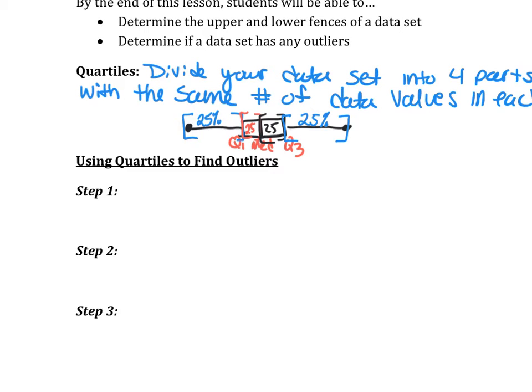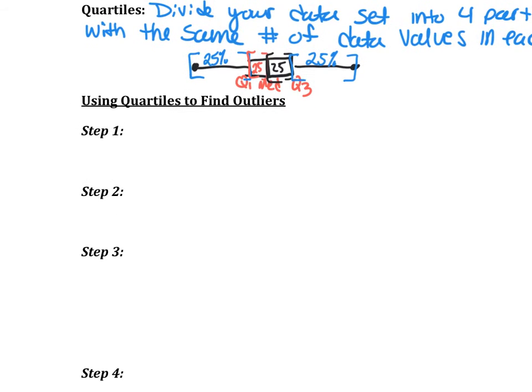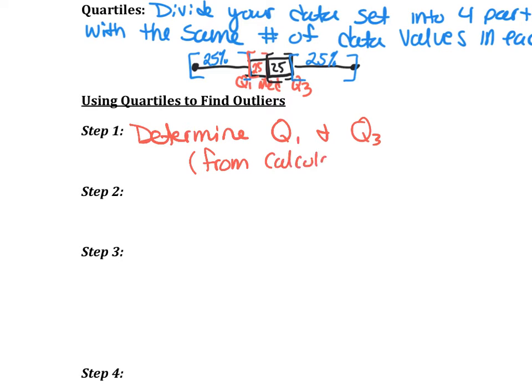Okay, so we're going to use these quartiles in order to find outliers, numbers or values that are considered unusual for the data set and don't fit in with everything else. So to find the outliers, we first need to figure out what Q1 and Q3 are, which our calculator will tell us. So determine Q1 and Q3. Again, we can do this in our calculator. And then with these values, we calculate what's called the interquartile range, or the IQR.